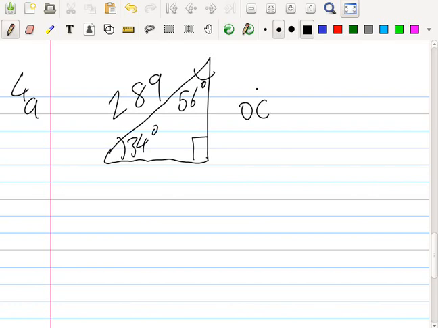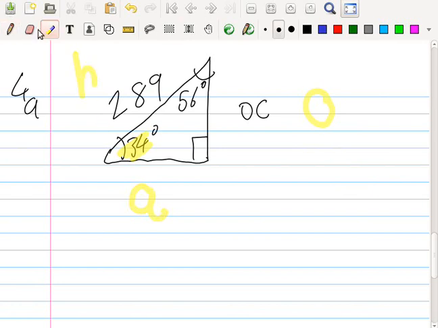Now, we have to use something different here. Not Pythagoras, but something else. Does anybody know? Sine, cos, or tan. Do you remember the definitions? Sine is opposite over hypotenuse. Cosine is adjacent over hypotenuse. And tan is opposite over adjacent. So if I look at this angle here, this side is the opposite, this side here is the adjacent, and this side here is called the hypotenuse.